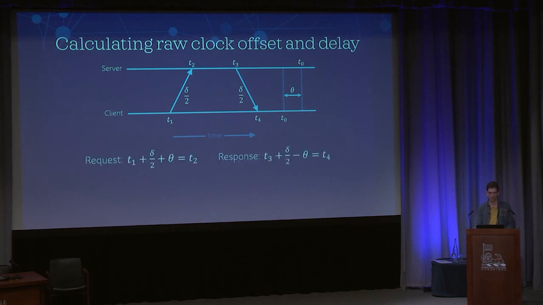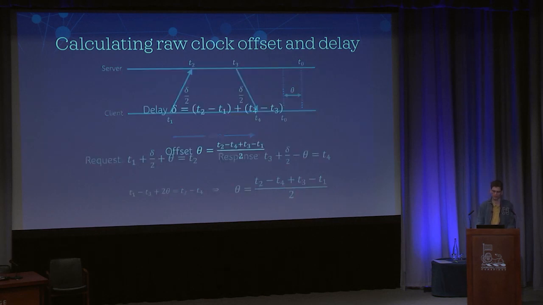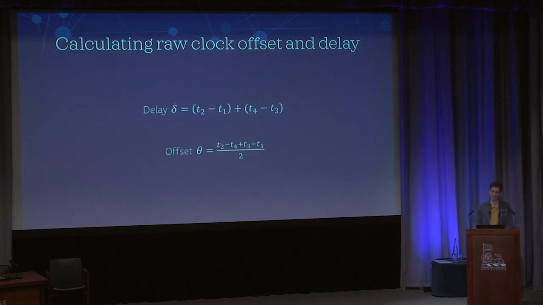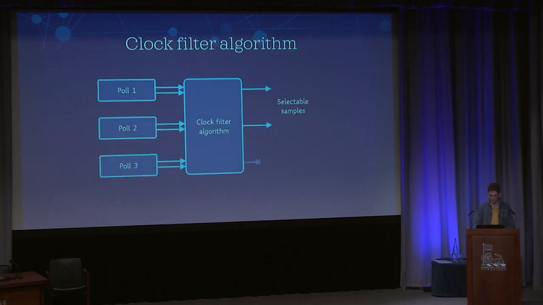And we can measure this by looking at the request and the response message. So for example, for the request message, we take the send timestamp, add on the delay and the offset, and that should give us the receive timestamp, and the same for the response, apart from we subtract the offset this time. And then solving those simultaneously gives us a value for the offset. So we have an equation for the delay and the offset that we can use, and we can calculate these numerically for each packet that we get continually over time and for multiple servers.